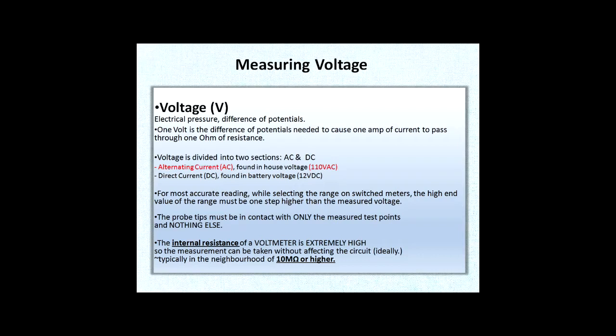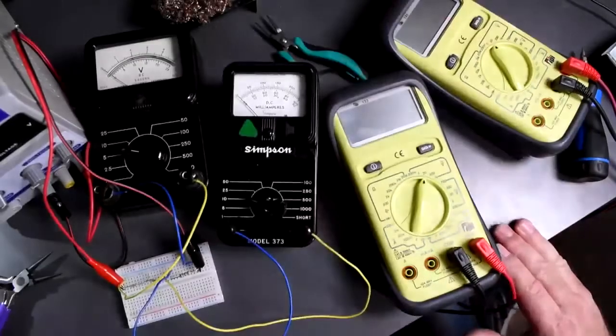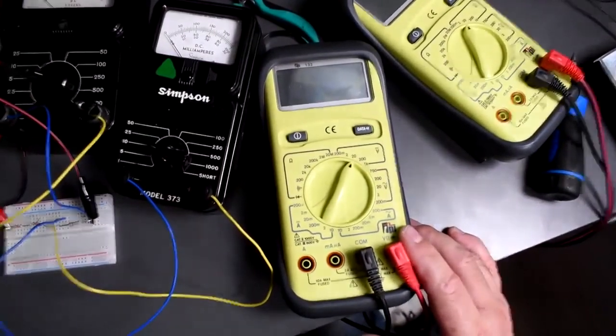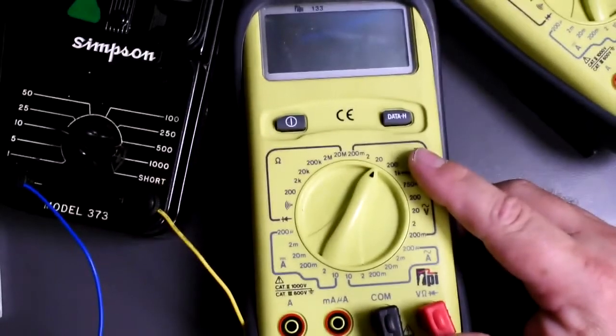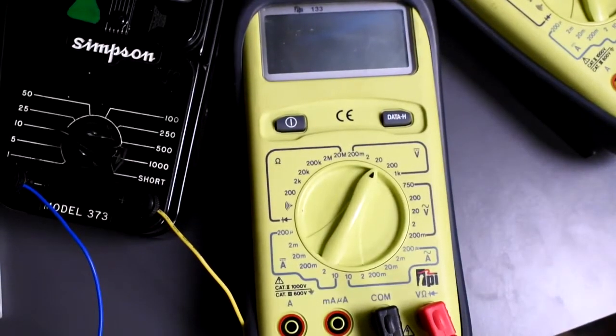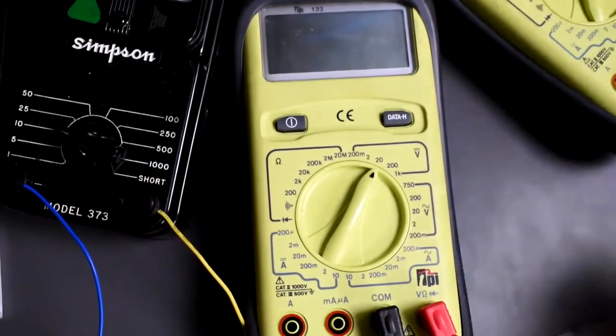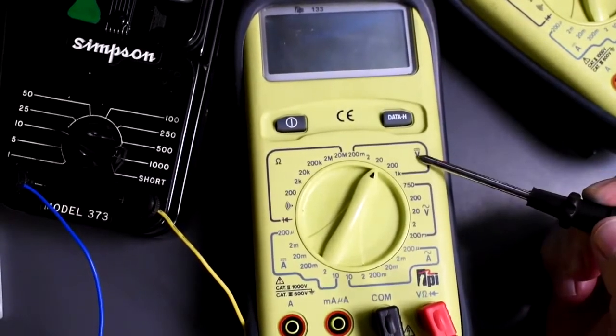For the most accurate reading, while selecting the range of switched meters, the high-end value of the range must be one step higher than the measured voltage. What does this mean? Let's see what this means. Okay, I'm going to switch to this view right here. Zoom on one of the meters. Okay. Now, I have selected here the 20 volts range on the DC voltage.